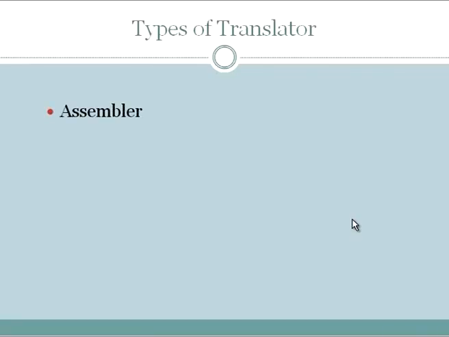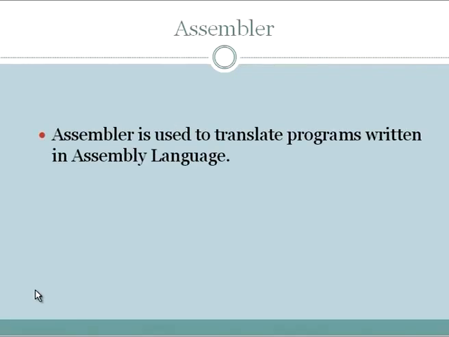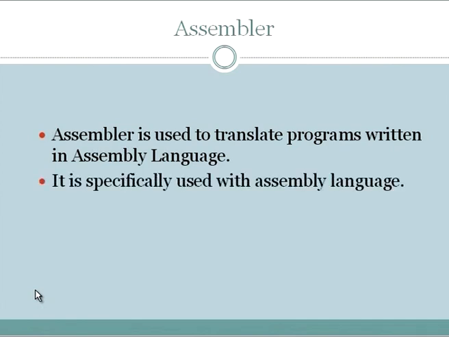There are three types of translators that are commonly used. They are assembler, interpreter, and compiler. These translators are available in the form of system software. Assembler is a translator that is used to translate programs written in assembly language to binary format. It is specifically used with assembly language.